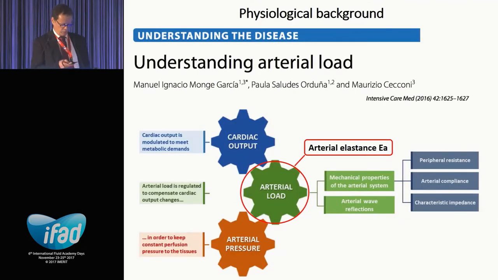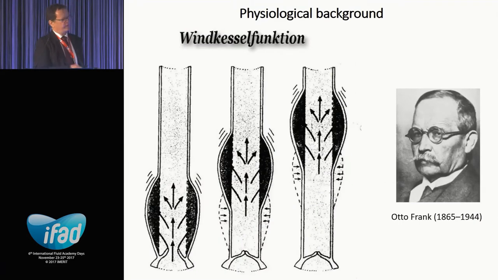If you want to read more about this, this is a nice review article summarizing this. So actually, you measure blood pressure, you might measure blood flow, and the arterial elastance is just a connection between those, giving you information about arterial load. And this is a very old principle.